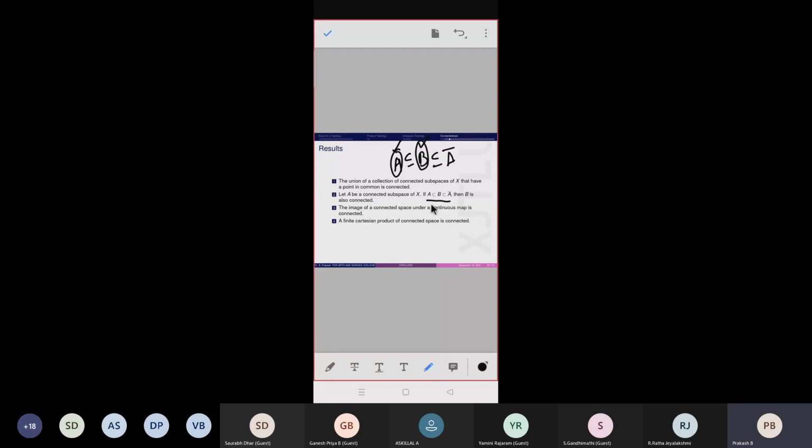And the third one is a very familiar one. You know that image of a connected set is connected. Continuous image of a connected set is connected. Sorry. Last one, a finite Cartesian product of connected spaces is connected, right? We are going to use these results for the GATE question.